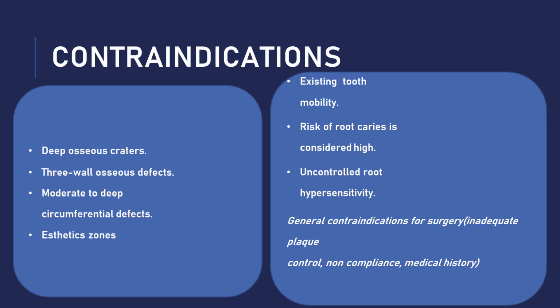So coming to the contraindications of osseous resective surgery, as we told before: deep osseous craters, 3-wall osseous defects, moderate to deep circumferential defects, aesthetic zones, existing tooth mobility, and cases where the risk of root caries is considered high. Also uncontrolled root hypersensitivity, inadequate plaque control, non-compliance, and medical history are contraindications for surgery. For all indications and contraindications, try to learn at least 5 points.